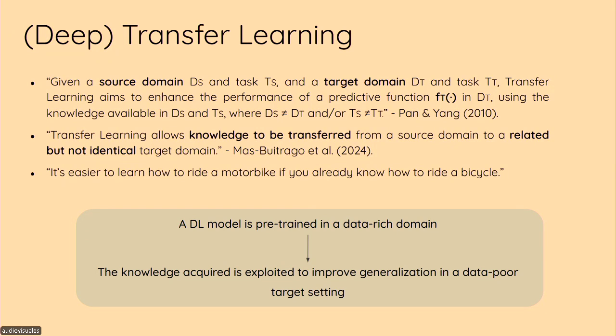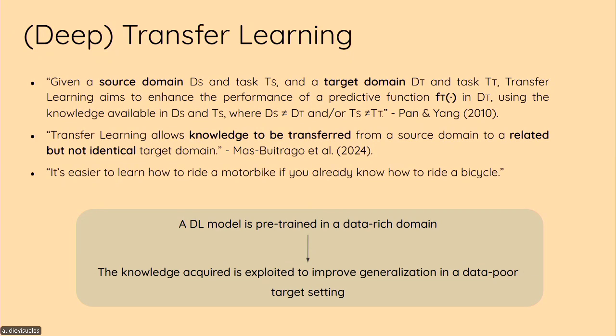And this can be very complex or very difficult to understand at the start, but there's a very easy way to see it: it is easier to learn how to ride a motorbike for a brain that already knows how to ride a bike than for a brain that doesn't know how to ride a bike, okay? Because we take the knowledge that we acquired in one domain and we transfer it to another one to improve a task in another one, okay?